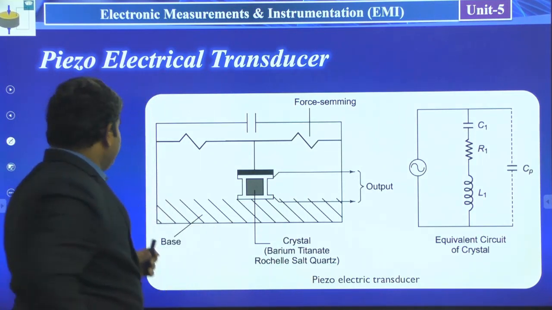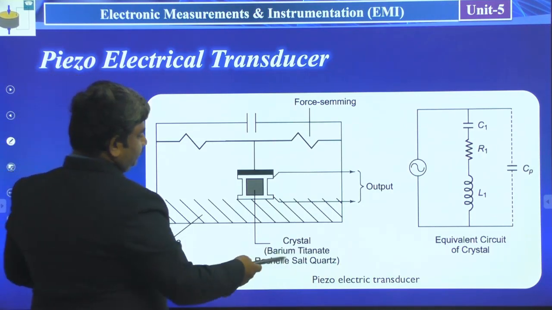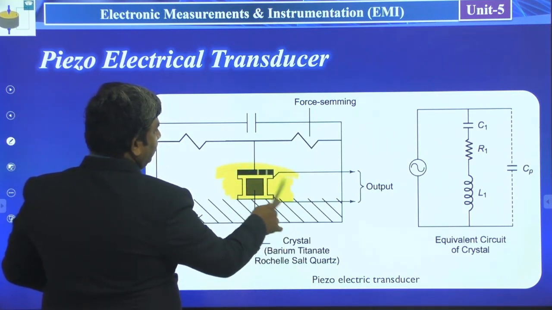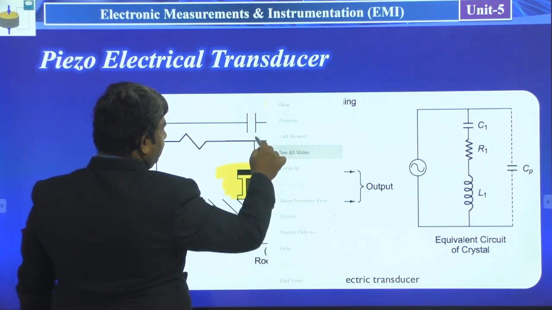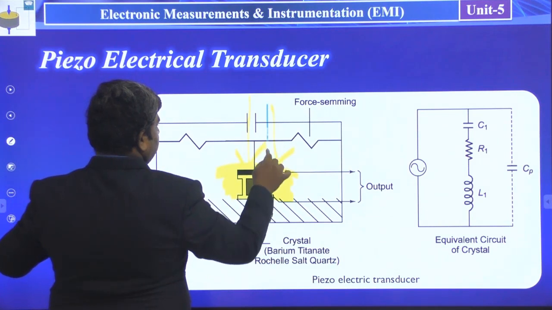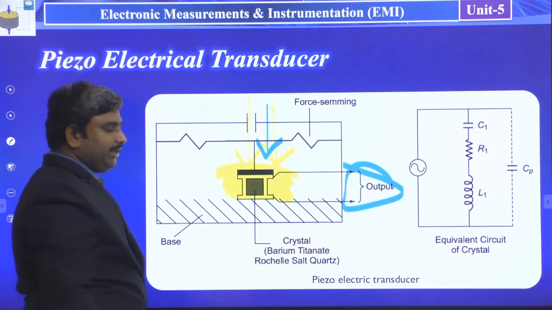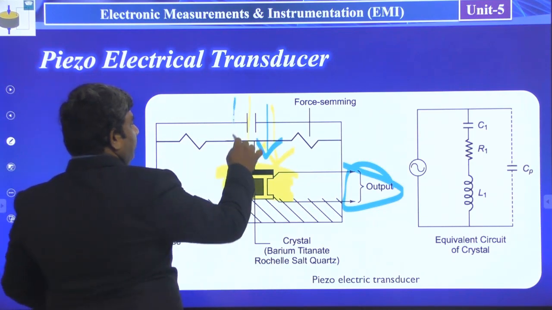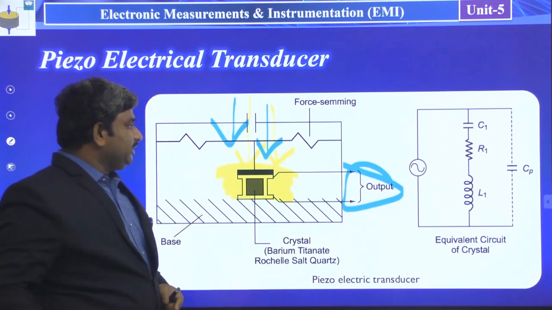So this is the material base. Here we will color some of the material. See here, this is the piezoelectric material, and here we are applying some force on this material in this direction. This is the output arrangement, and in this output arrangement we will get some output voltage. So in this piezoelectric material you apply some force in this direction. Whenever the force is applied here, some output voltage is generated.